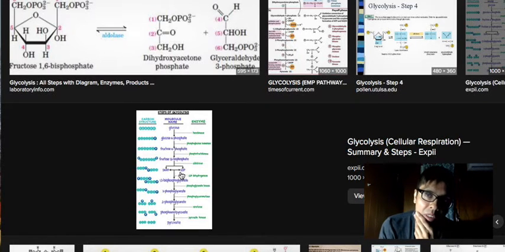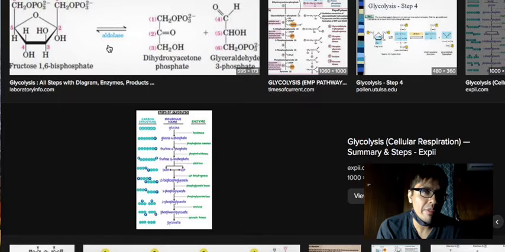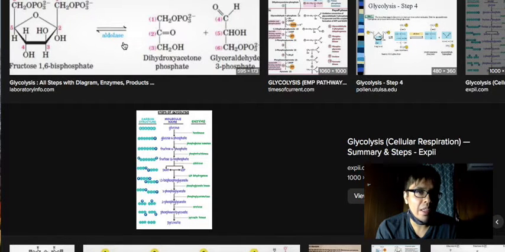And now I'm just going to mention quickly, without going too deep into it, where we are. We are at step 4, where the enzyme known as aldolase will break down fructose 1,6-bisphosphate into dihydroxyacetone phosphate and glyceraldehyde 3-phosphate, or DHAP and GA3P.